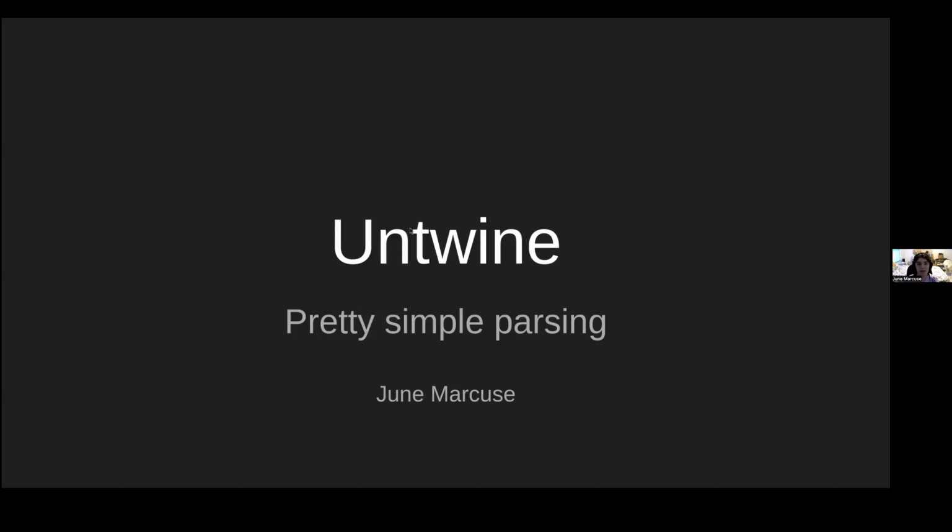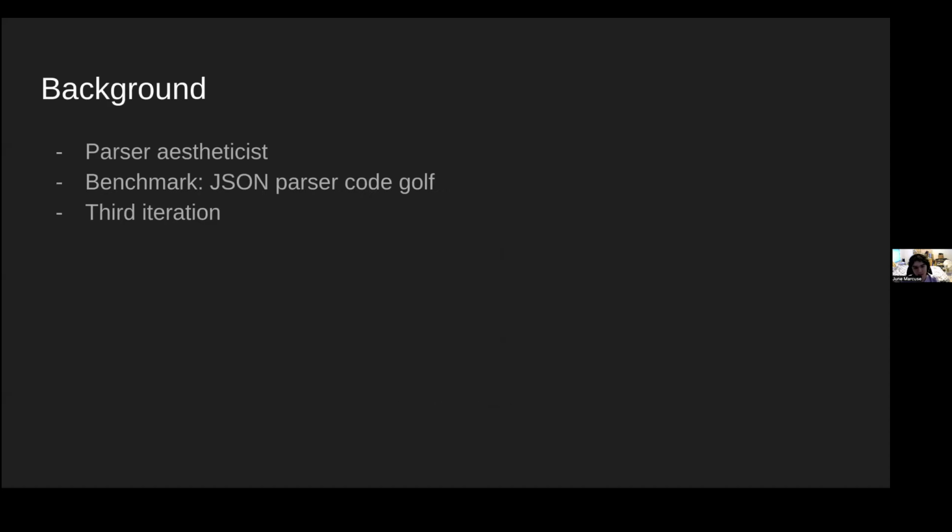So welcome to my talk. Today I'm going to be talking to you about Untwine. This is my library for pretty simple parsing, and my name is June. A little bit of background about myself. I call myself a parser aestheticist because I'm really an enthusiast, but I want parsers to be really pretty, both in the code that composes them and their output in terms of errors and such.